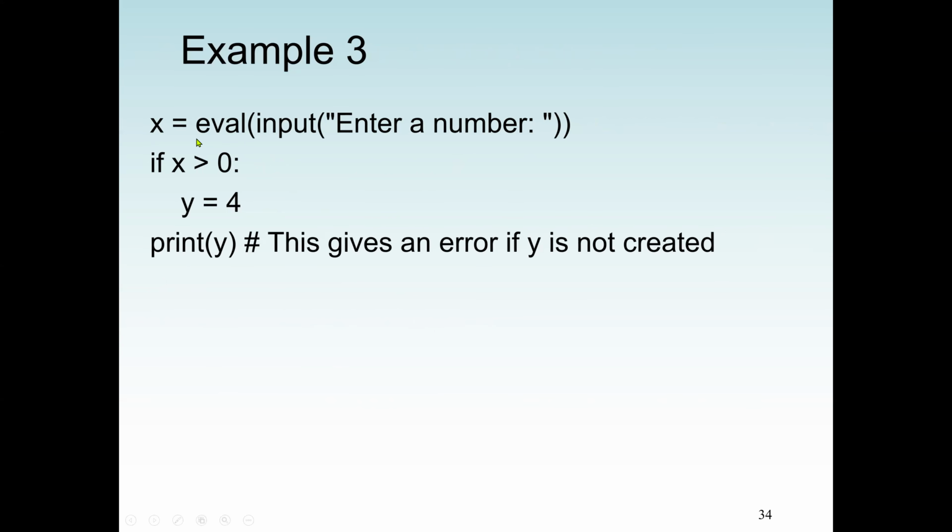So we have another example. We tell the user to enter a number. Then we say if the number is greater than 0, then we assign 4 to y. Then we print y. Now what is happening here is that the y was inside the if condition. It's not outside. So if I say print y here, this will give us an error unless I have y outside the if. Let's say we have some y outside and declare the variable y, then there will be no error.